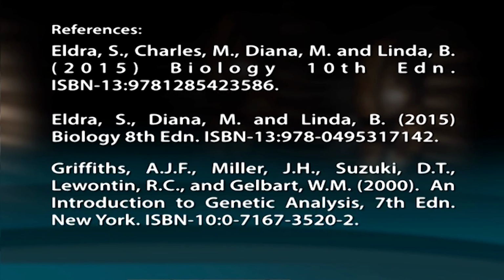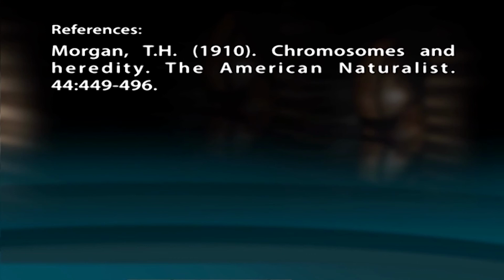The third reference is entitled Introduction to Genetic Analysis, 7th edition. The authors are Griffiths, Miller, Suzuki, Lewontin and Gelbart, and it is published in the year 2000 from New York. A 4th reference has the title Chromosomes and Heredity. It is published in the American Naturalist and the author is Morgan, published in the year 1910. The volume of this publication is 44, pages 449 to 496.